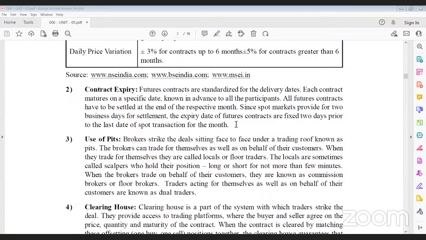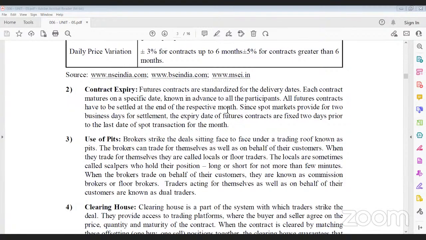Now, since spot markets provide 2 business days for settlement, this we have learned in the earlier classes of IFM. Spot market, it takes 2 days for the settlement. Though it is considered spot exchange rate, yet it takes 2 settlement days. So the expiry here for future contracts is fixed 2 days prior to the last date of the spot transaction for the month. Suppose it is 31st of March, then 2 days prior to 31st March is considered as the contract expiry date in case of currency futures.